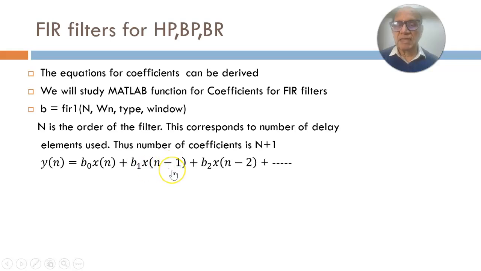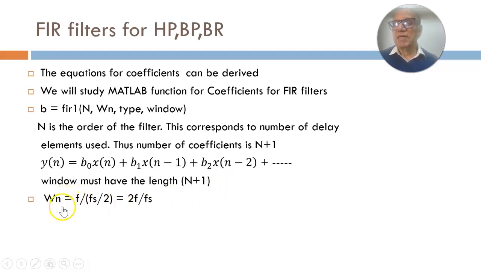As you can see, x[n minus 1] corresponds to a delay of 1 sample. This corresponds to the delay of 2 samples. So you got 2 delay units, but the number of coefficients is 1 more. So the order of the filter is number of delay elements. Now the window, it must have the length which is same as that of the coefficients. So its length must be n plus 1. Okay.